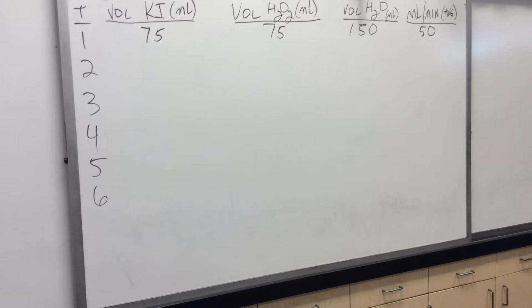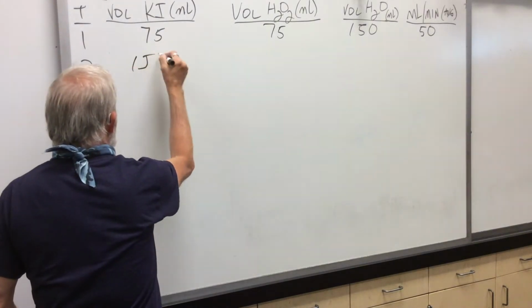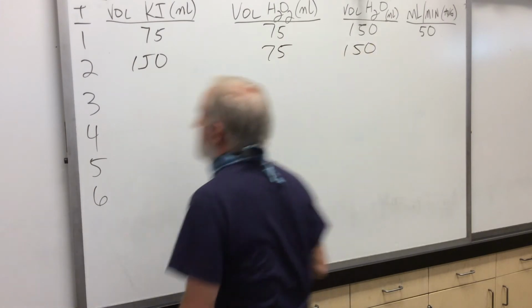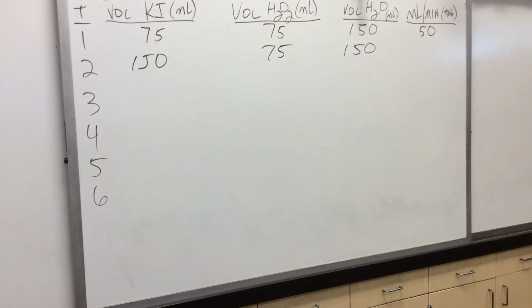And so that's data for the first minute. Students know they want to double one of the concentrations, so they'll do this. They'll leave the hydrogen peroxide concentration constant, so they think, but they'll double the concentration of potassium iodide.